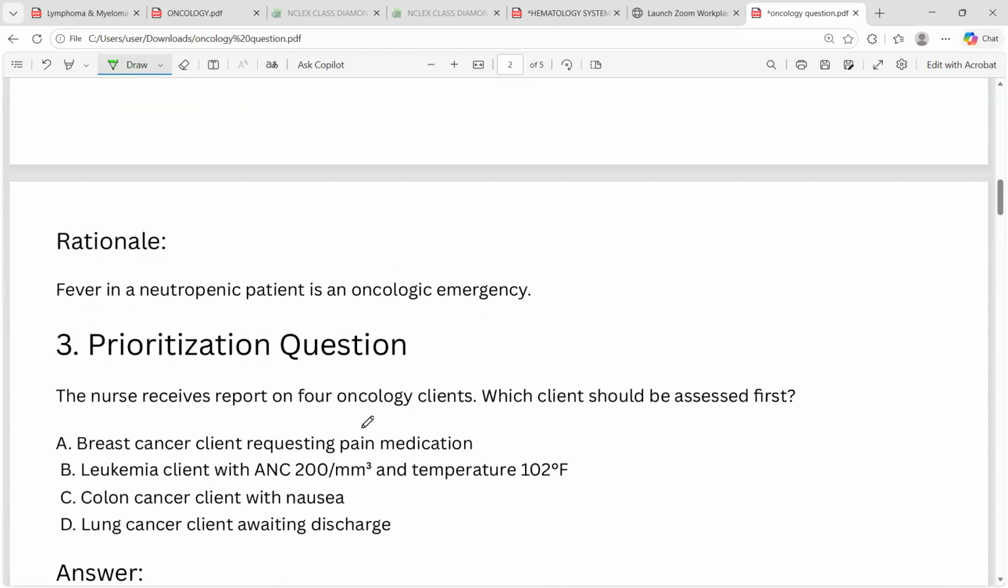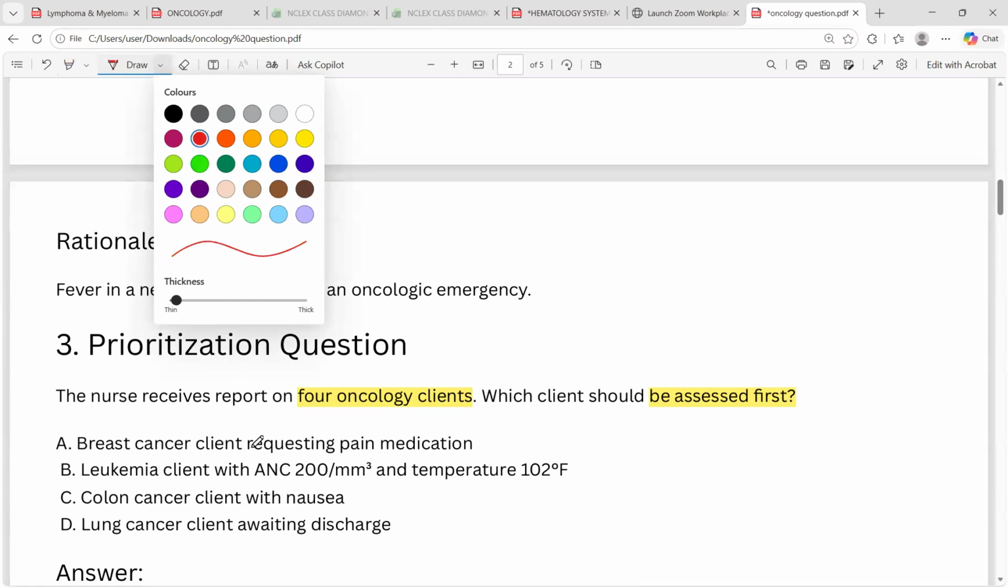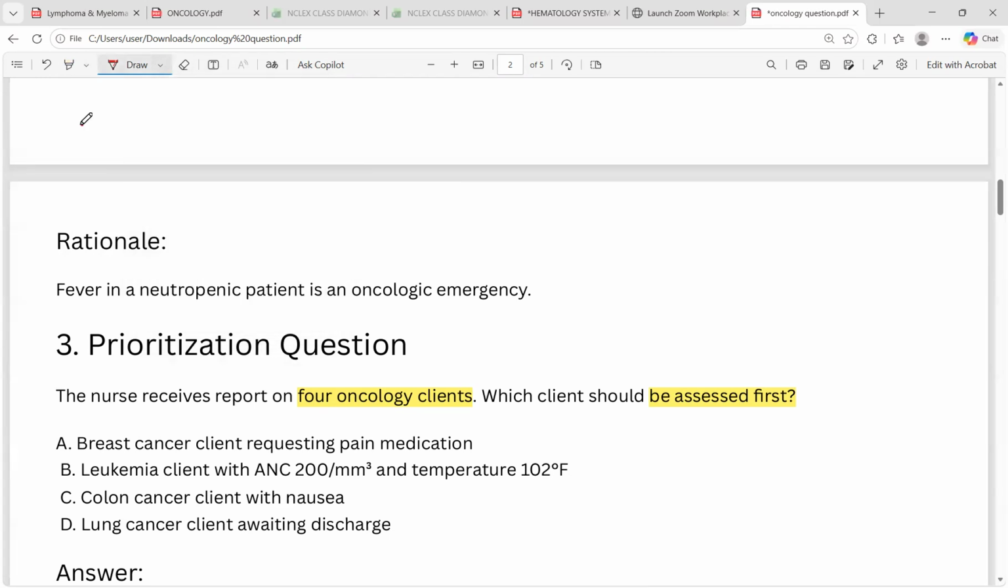And one more question here: the nurse receives the report on four oncology clients. You can read it and find out, so it will be better. Which client should be assessed first? This is a prioritization question. Breast cancer client requesting pain medication. Leukemia client with ANC 200 and temperature 101 or 102. Colon cancer client with nausea. Lung cancer client awaiting discharge. So, which priority strategy can you apply here?